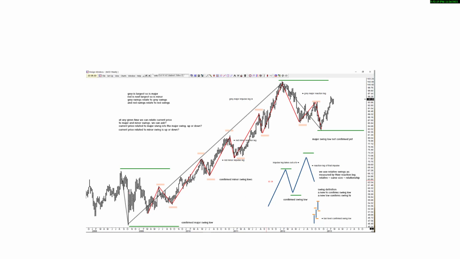You can see, right, the biggest, if you open this up, the biggest leg is this leg right here. That's a reaction leg. The next biggest is this. These are minor swings. The minor swings will have their process, and the major swing will have its process. And here I say, at any given time, we can relate current price to the major and minor swings. That's that point of reference. Are they going up? Are they going down?